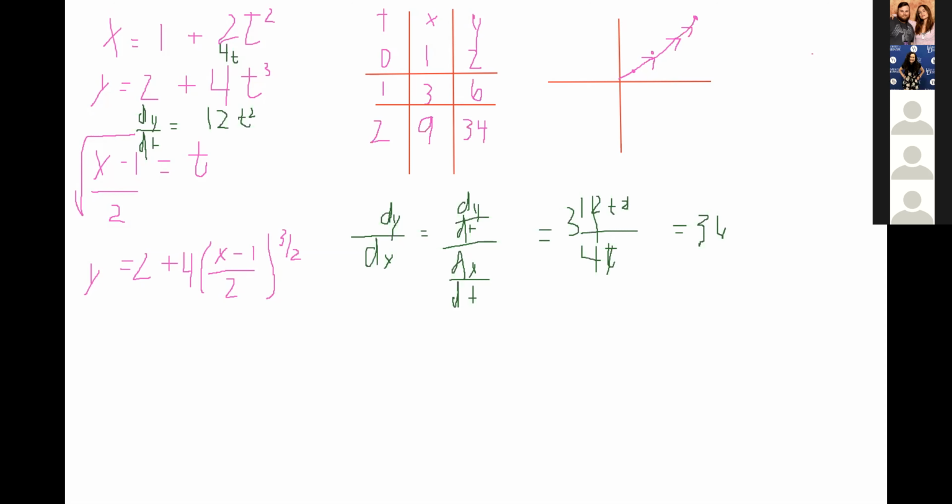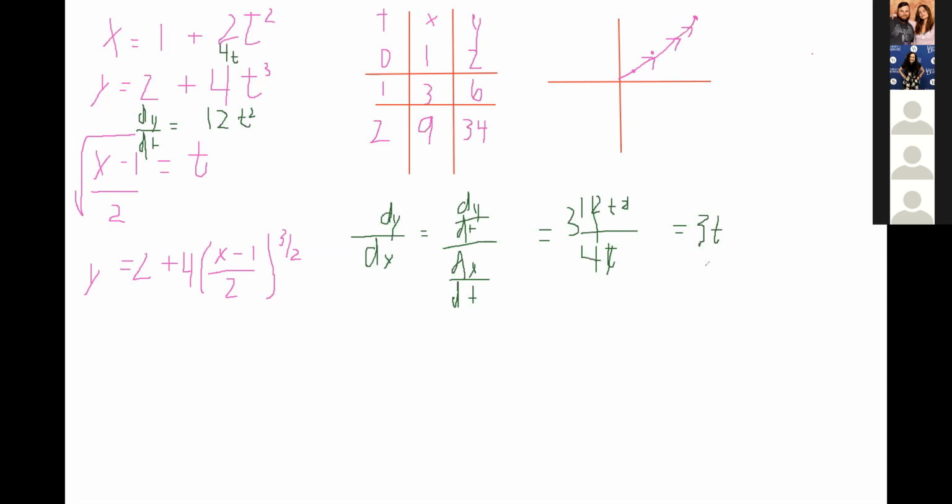Christina, quick question. What you just wrote, what did you have on the top, the 12t plus what? It's 12t squared. I wrote dy over dt equals 12t squared, over 4t. Thanks. So I believe that's the answer to the equation of the tangent line at t equals 1.